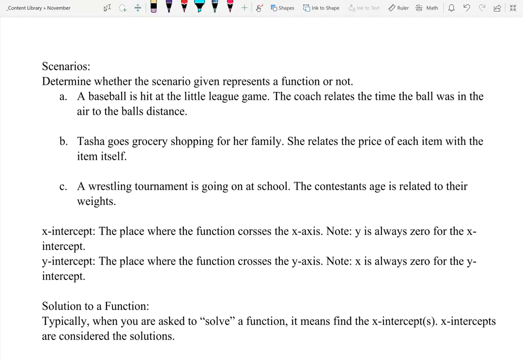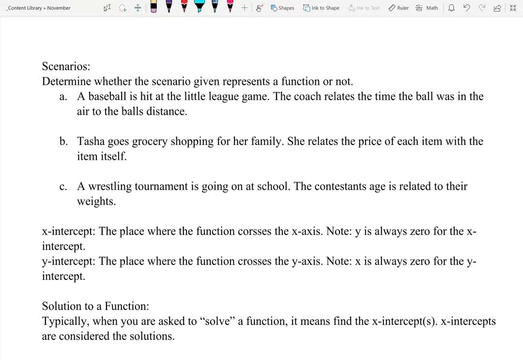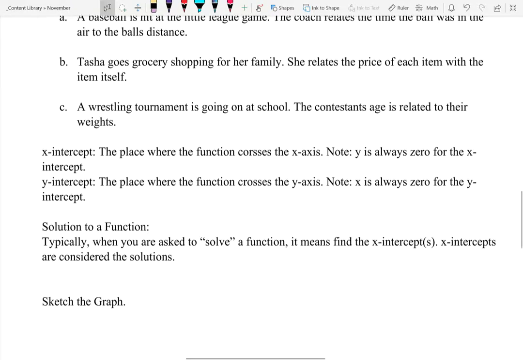C, a wrestling tournament is going on at school. The contestant's age is related to their weight. So let's consider age as x and weights as y. Now, this one is not a function. For example, we could have somebody who's 15 years old, and people that are 15 years old are not going to be exactly the same. You might have a 15-year-old that's 120 pounds. You might have a 15-year-old that's 150 pounds, right? So it wouldn't be a function to relate age to weight, because you could have people of the same age have different weights. All right, but those are very tricky. You really have to put some thought into those.